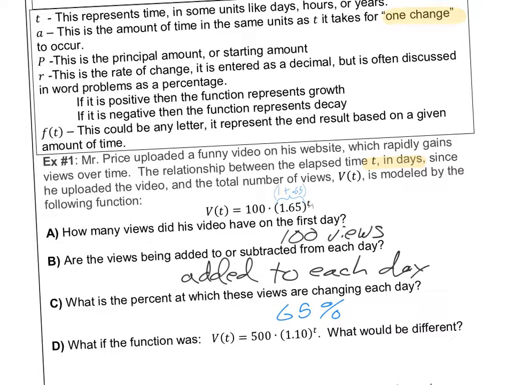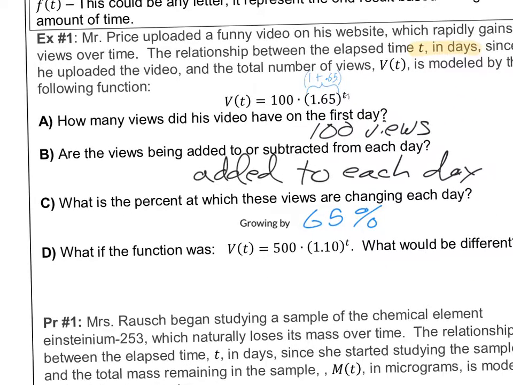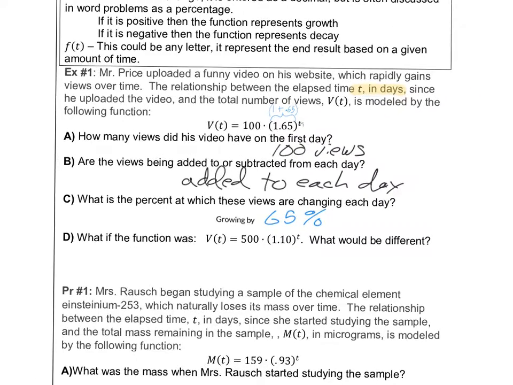And that's actually a good idea for us to say that it's growing by 65%. There we go. Now we can say it's growing by 65% each day. All right, and the last question says, what if the function was v of t equals 500 times 1.10 to the t? What would be different? Well, we could kind of tell what would be different. First of all, the starting value is 500 now instead of 100. So I just put that in there in the text box. Starting value is 500 instead of 100.